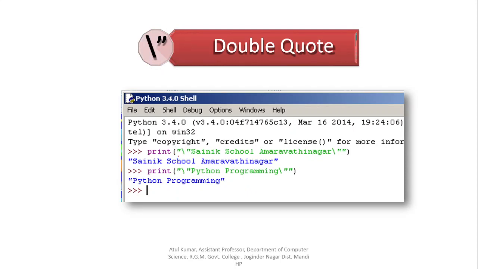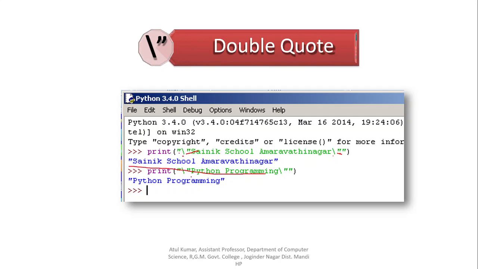Similarly, if you want to print a double quote, then start with an inverted double quote, and then a backslash, and then again a double quote, and this double quote is printed. Similarly, end with a backslash and then a double quote, and this double quote is printed. So Sainik School Amaravati Nagar is printed in double quotes.